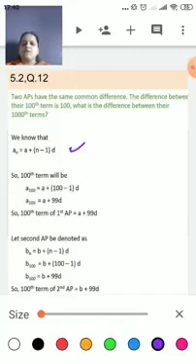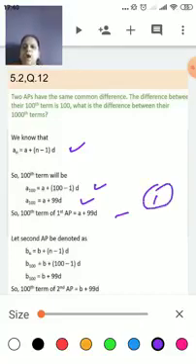There are two APs, so we will consider the first AP with the term a100. Substitute: a100 equals a plus (100 minus 1) into d, since there are 100 terms in the sequence. 100 minus 1 is 99d. So a100 equals a plus 99d. Mark this as step number 1.